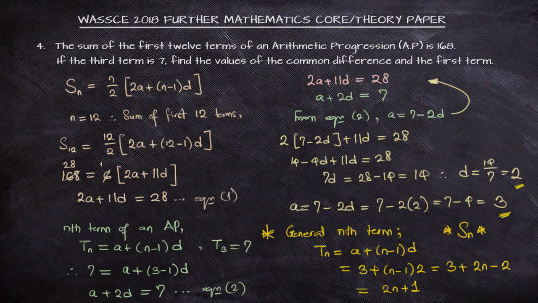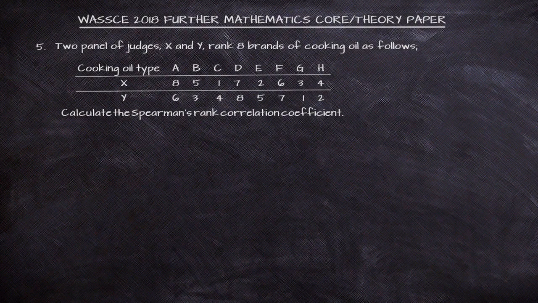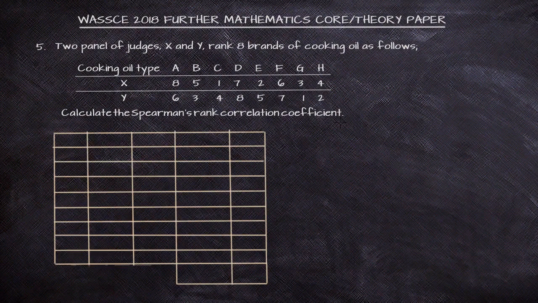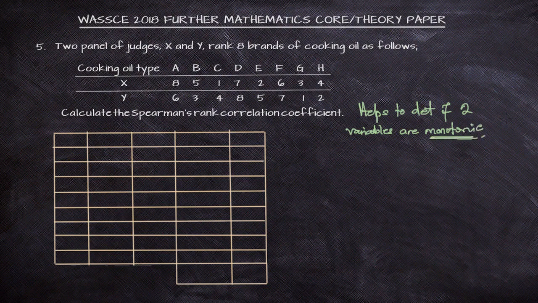In the same manner, we can also use this to find the sum of the first n terms. We're asked to calculate the Spearman's rank correlation coefficient for the decisions of two panels of judges. Now, what do we use Spearman's rank correlation for? It's used to determine if two variables are monotonic, meaning that as one set of variables increases, is the other also increasing in the same manner? Or if one set of rankings is decreasing, is the other ranking also decreasing? So the Spearman's rank correlation is a measure of the monotonic nature of two variables.